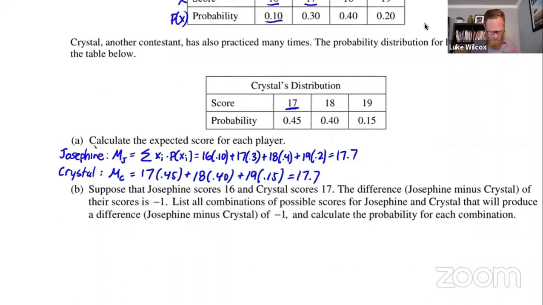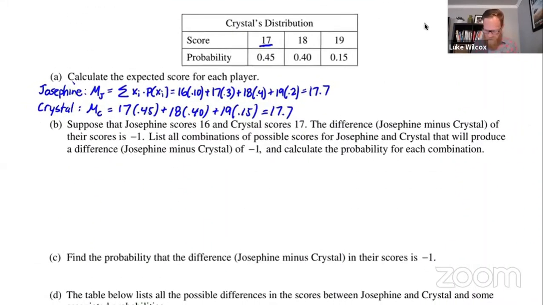All right, let's move on to part B. Part B says, suppose that Josephine scores 16 and Crystal scores 17. The difference, Josephine minus Crystal, of their scores is -1. List all combinations of possible scores for Josephine and Crystal that will produce a difference of -1 and calculate the probability for each combination. Okay, they've already given us one here in the problem. They said if Josephine scores a 16 and Crystal scores a 17, then we would get a difference of -1. Well, we need to calculate the probability of that.